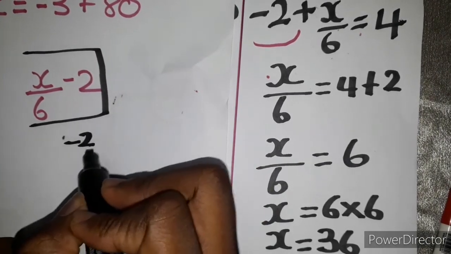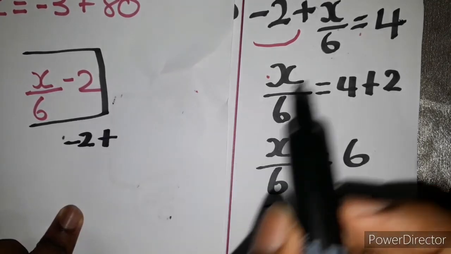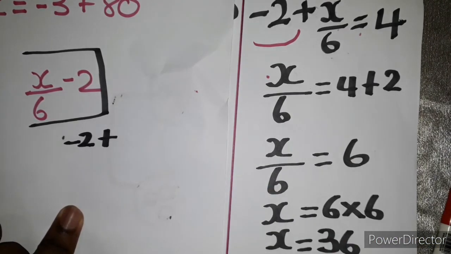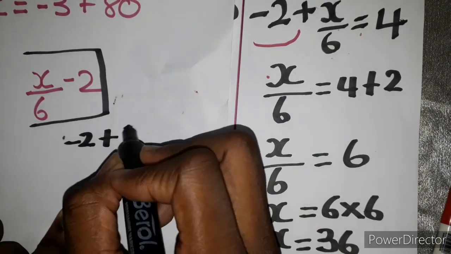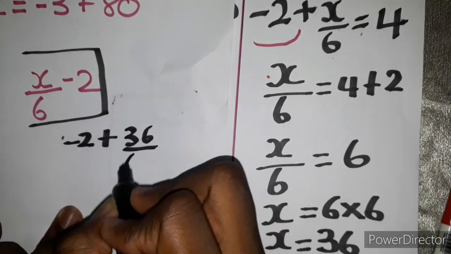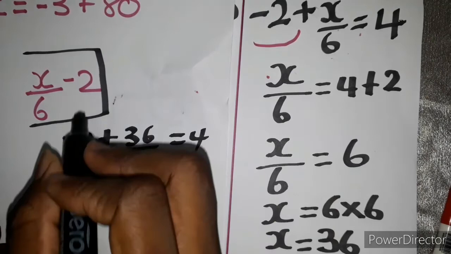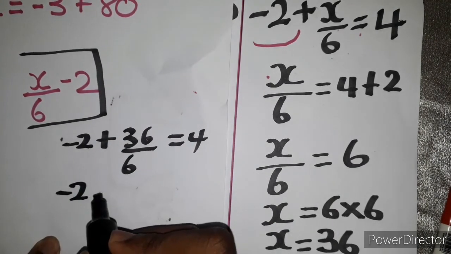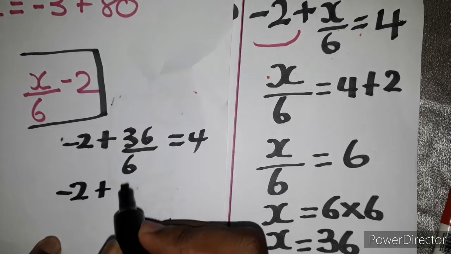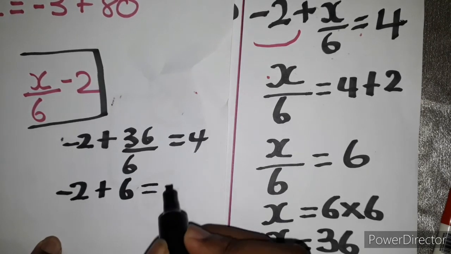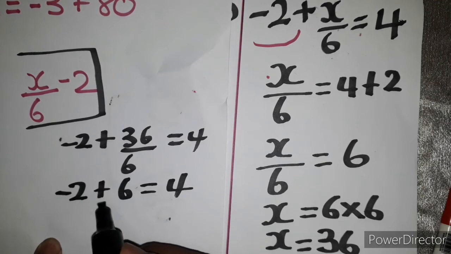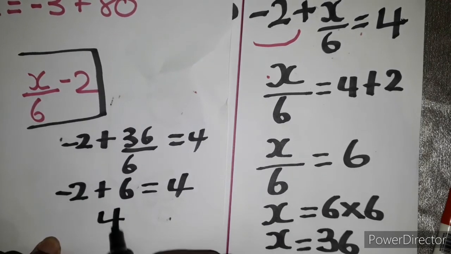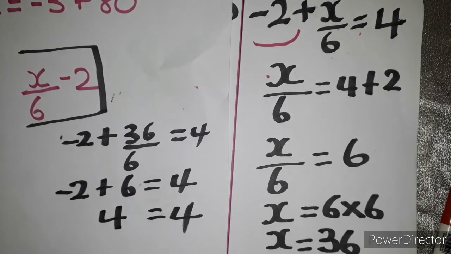Negative 2 plus, and instead of writing back x, we are putting 36 because that is the value for x. 36 divided by 6 is equal to 4. When you work on this side, you're supposed to get 4. So negative 2 plus 36 divided by 6, that will give you 6, and negative 2 plus 6 will give you 4. So that means your answer is correct. Yeah, so that is how you know if your answer is correct.